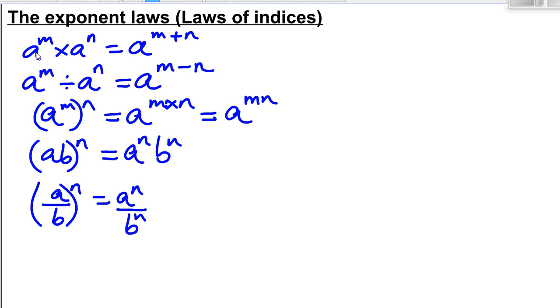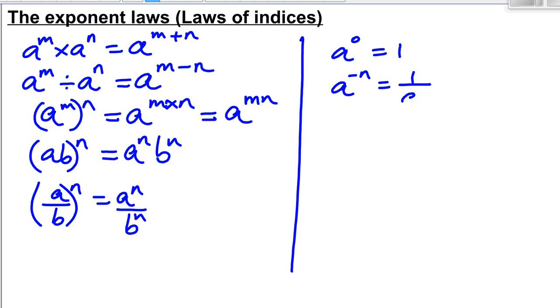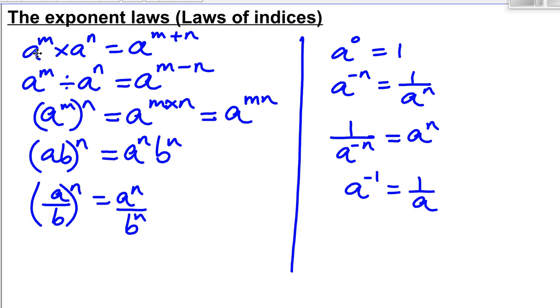Anything to the power of 0 is 1. If you have a to power negative n, it will be 1 over a to power n. If you have 1 over a to power negative n, it will be a to power n. If you have a to power negative 1, it will be 1 over a. So all these are just some of the things that you learned previously, but what you're trying to do here is just review them, because we are going to use them in questions in the following pages.